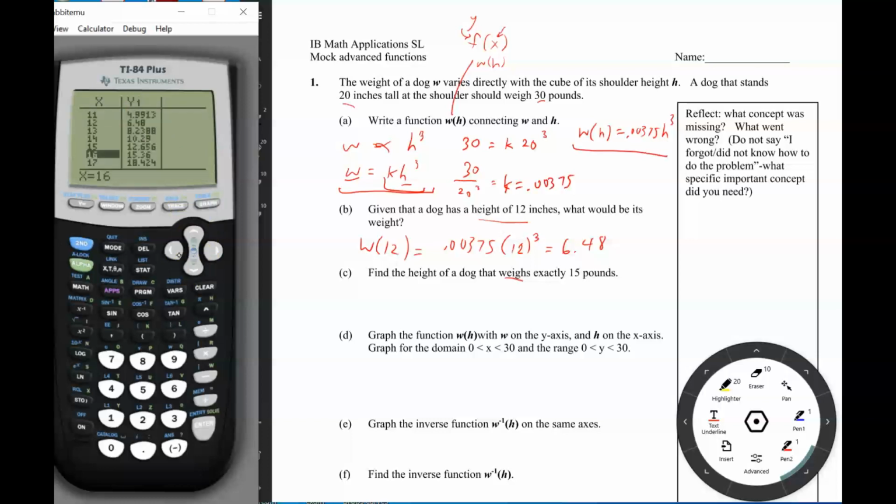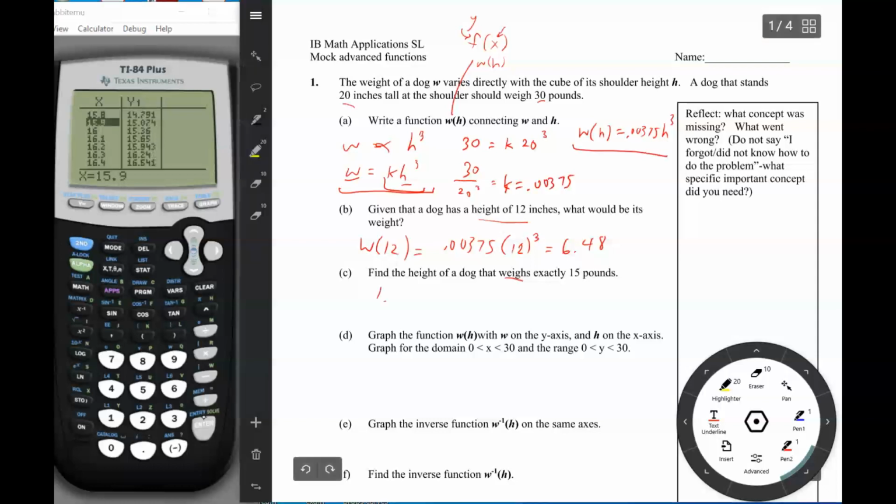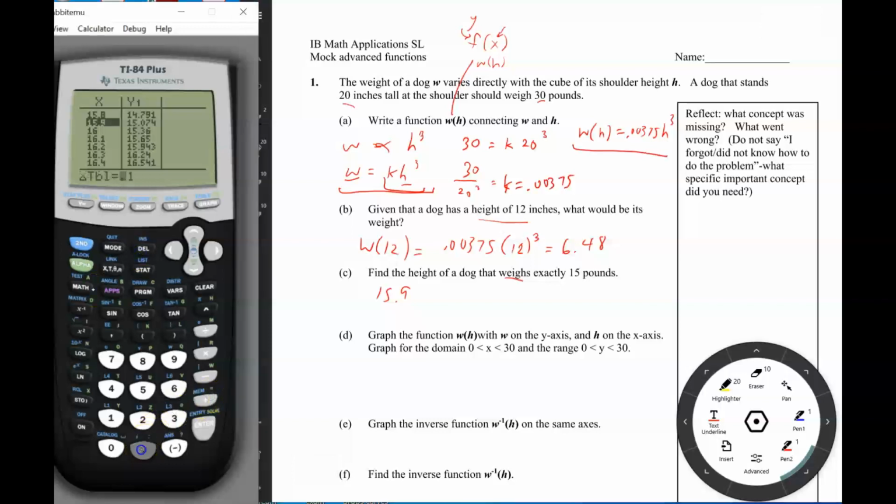What if I wanted to see where exactly it is between 15 and 16? First thing I'm going to do is I'm going to do plus 0.1. Looks like 15.9 is probably going to be the answer. Okay. If I wanted to get one more digit, I could do plus 0.01.